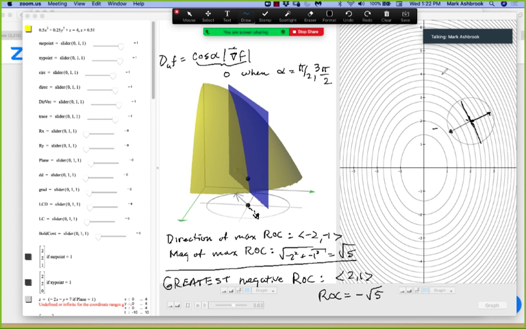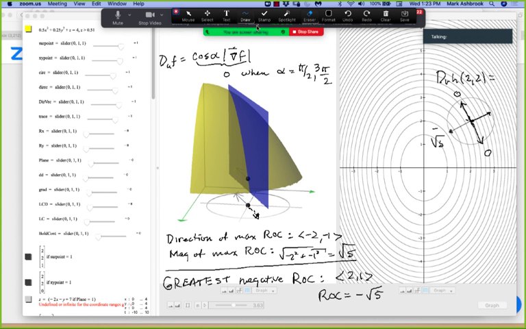So this is D_u h at (2, 2) equals 0 in this direction, 0 in this direction, positive square root of 5 in that direction, negative square root of 5 in this direction. Oops. Where are these? Oh, there it goes. Okay. Does it make sense?